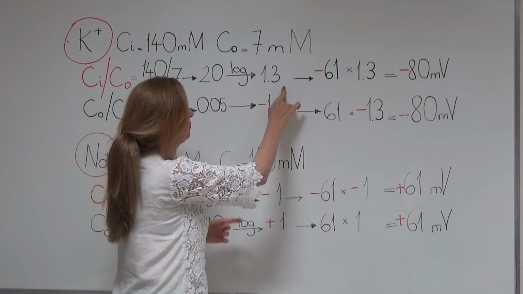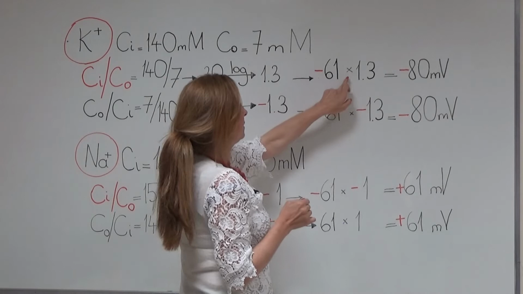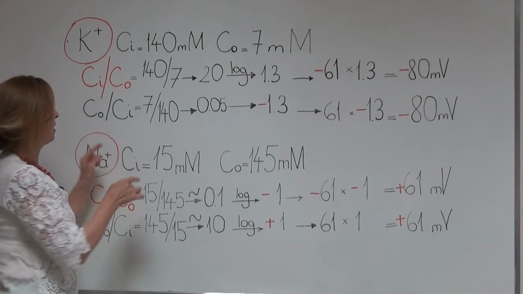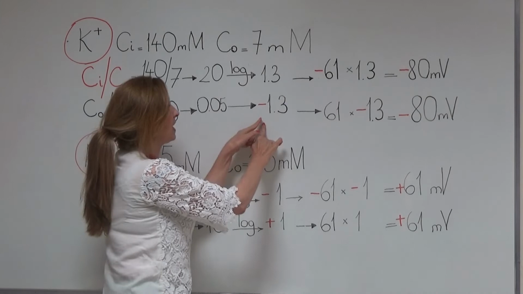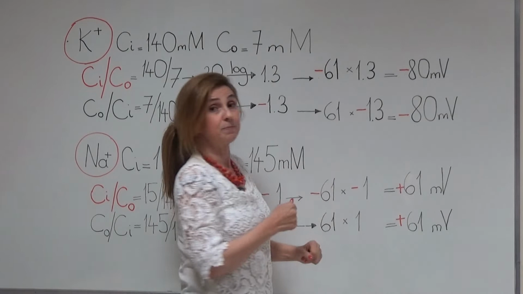We know that if we use the inside over outside ratio for cations, we have to multiply this by minus 61. Times 1.3 is equal to minus 80 millivolts. If we use the concentration ratio the other way around, we must get the same result. So if concentration outside is divided by inside, 7 over 140 is 0.05, which gives us a negative logarithm, as usual for numbers smaller than 1, minus 1.3, multiplied by plus 61 is going to give us minus 80 millivolts for potassium.